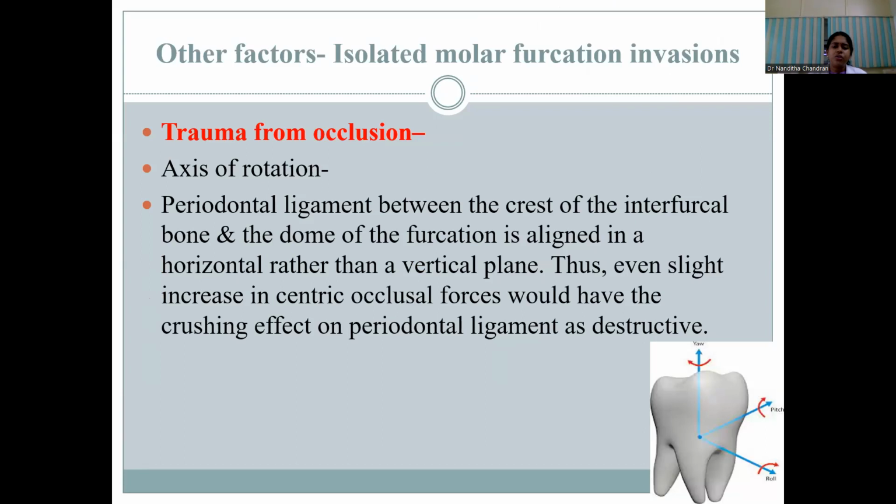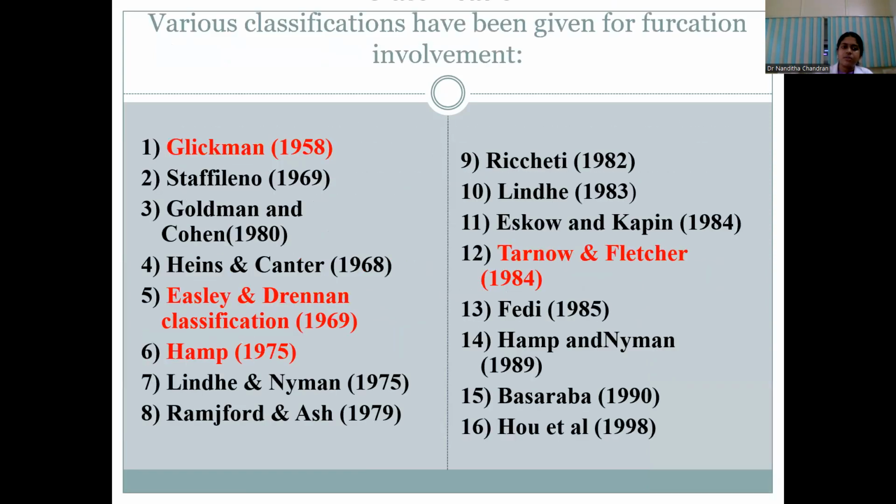Now, what is the role of TFO? We all know the axis of rotation is different in a multi-rooted and a single-rooted tooth. In a multi-rooted tooth, the axis of rotation is always at the bone area between the furcation. That is one reason. Secondly, the periodontal ligament between the crest of the interradicular area and the dome of the furcation is aligned in a horizontal rather than a vertical plane. So even a slight increase in the centric occlusion forces will have a crushing effect on the periodontium. This is another reason for isolated molar furcation involvement.